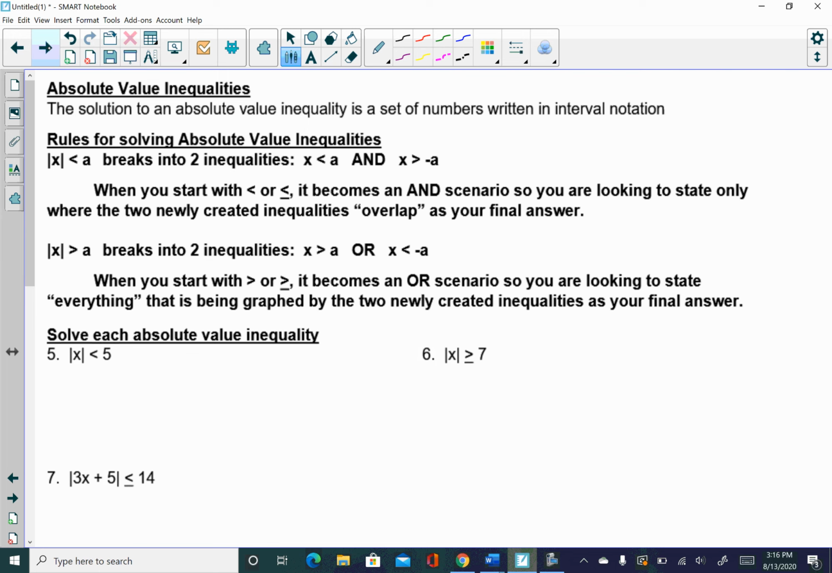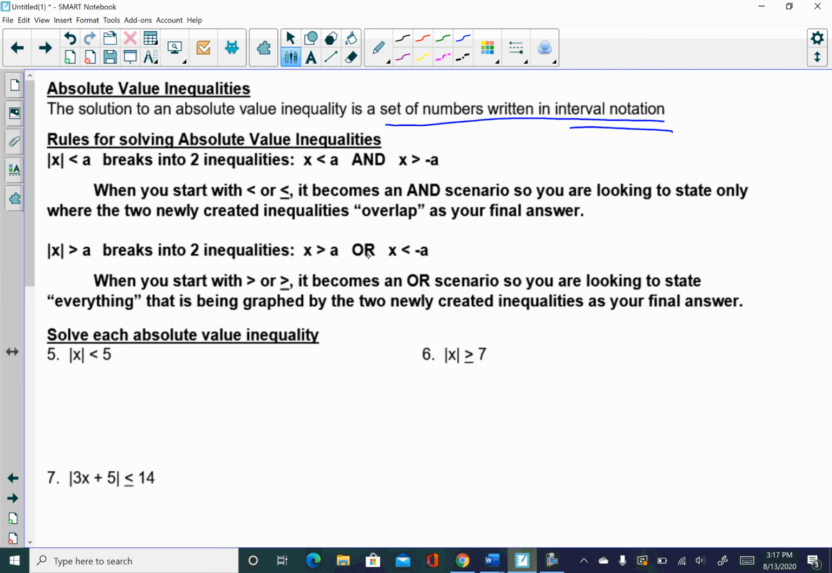Absolute value inequalities, like all the inequalities that we've looked at so far, your final answer is going to be a set of numbers written in interval notation. You are still breaking it up into two inequalities. You have to get it down to one individual inequality. This requires now a little bit of a thought, okay? If you start out with your absolute value being less than or equal to, it's going to break into two inequalities using and. If you start out with an absolute value being greater than or equal to, it's going to break into two inequalities using the word or.